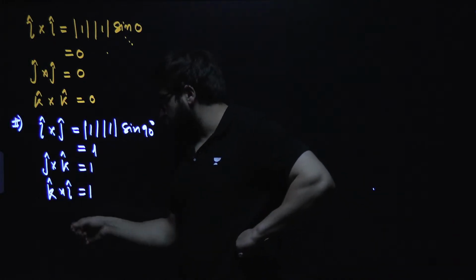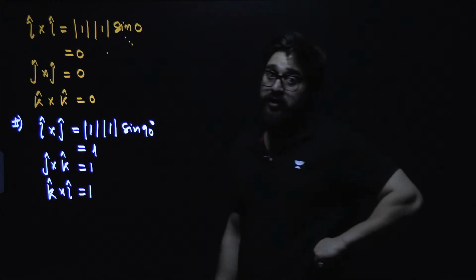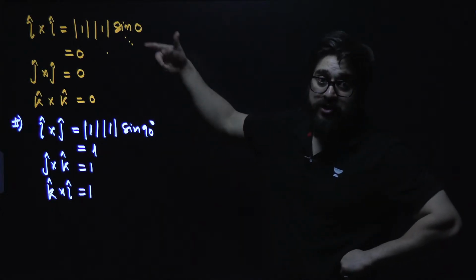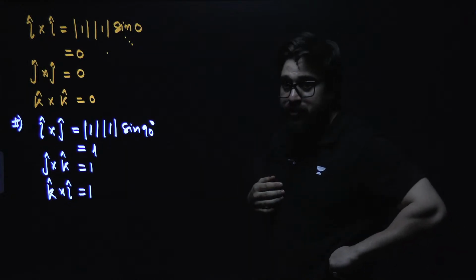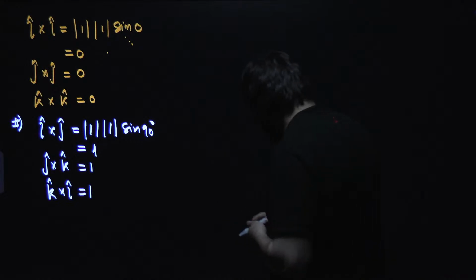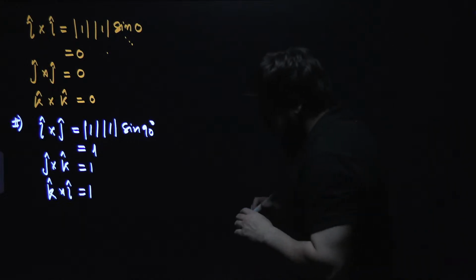J cross K is 1. K cross I is 1. And if you remember, in the dot product it was just the opposite. In case of the dot product, it was just the opposite. Okay. Now, one more thing I just want to tell you over here.